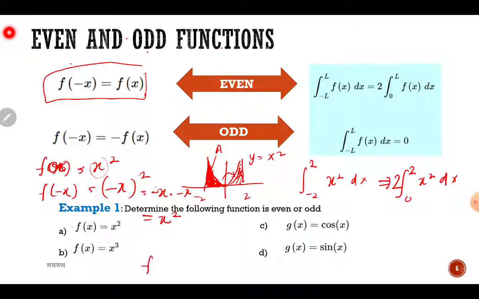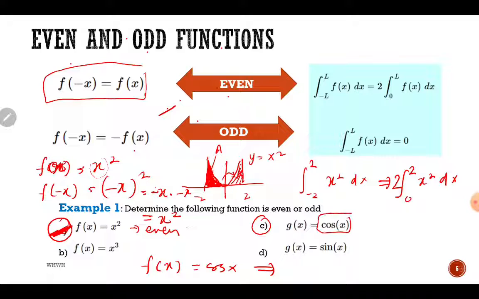Satu lagi function is fx equals to cos x. Saya dah discuss dah pun ni dengan you all. A ni maknanya dia adalah even function. Kan dah tunjuk dah dekat you. Cos x is another example. GX sama dengan cos x. Kalau kita gantikan x ni with negative x, we're gonna have cos negative x.